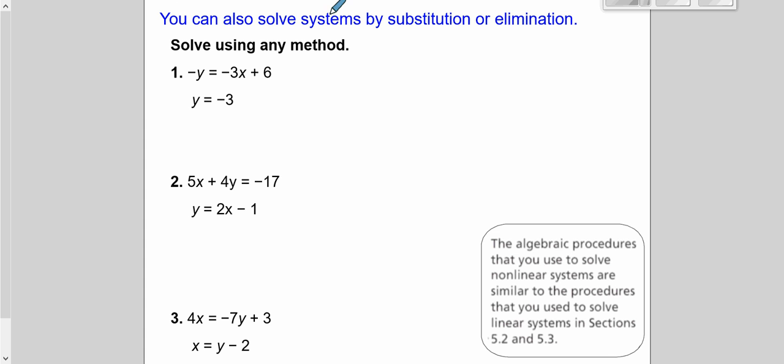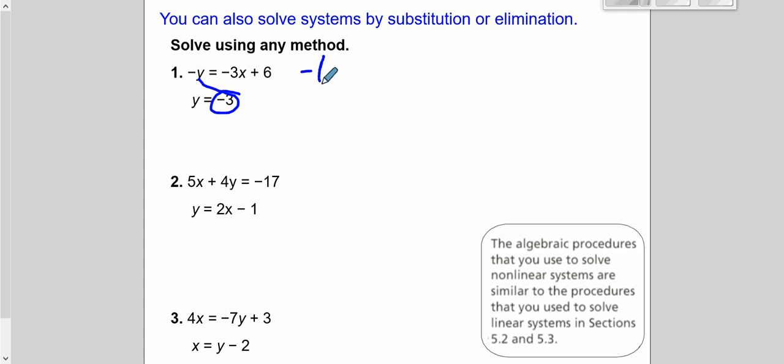You can always solve systems by substitution or elimination. We can use either method. For the most part, I'm going to use substitution. That's my favorite. We have 2 equations. This second equation says y equals -3. Well, we can just put that into the other equation.